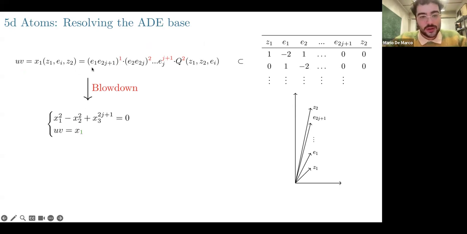Okay, and so the equation that we see above is simply the second equation of our system of equations, written once we evaluate x1 equal to x1 of z1, ei, and z2. And in this particular case that we choose, this equation has this shape. So I have E1 and E2J plus 1 to the power of 1. Then I have another block with the power of 2, and so on.